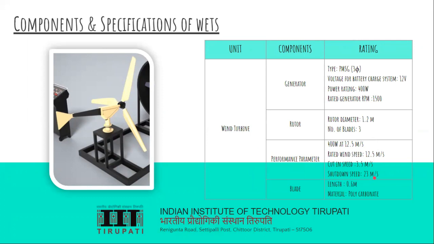Shutdown speed is 23 meters per second. It means at 23 meters per second of wind speed, the turbine will shut down automatically because of safety issues. So this entire unit produces electricity which is variable in nature.